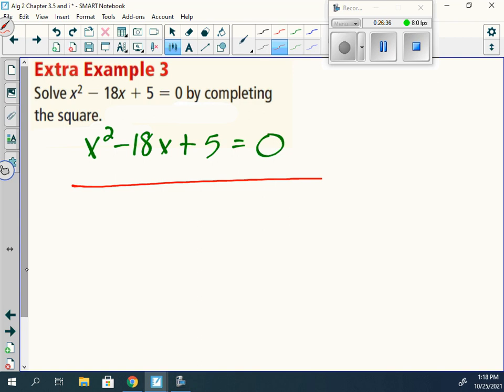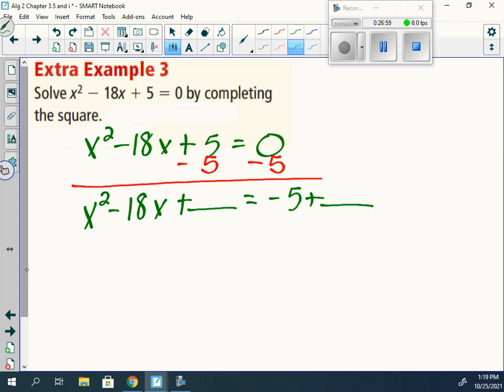So our next main step is to get the variables by themselves and the constant terms on the other side. So we would subtract 5 from both sides, which will tell us this over here is x squared minus 18x plus blank is equal to negative 5 plus blank. We leave 2 spaces for when we plug in the value of c back in. Now c in our case is equal to b over 2 squared.